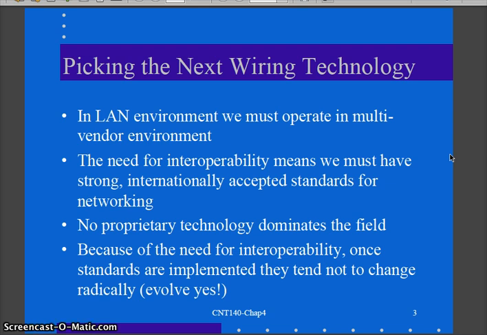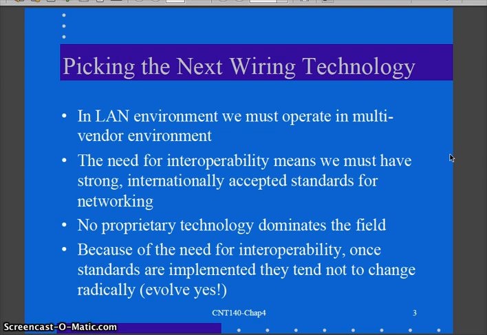The need for this interoperability means we must have strong, internationally accepted standards. That's where the 568 and IEEE standards and all those things come from. If we are using standards-based gear, if we're using standards-based cabling, no matter the brand that plugs in, it should work. That's the idea behind that. So no proprietary technology dominates the field. Again, proprietary stuff may not work. That's why we go with the standards, adopt the standards.